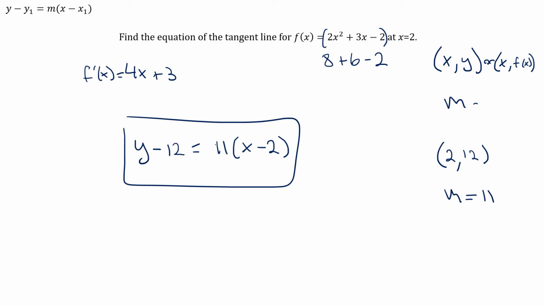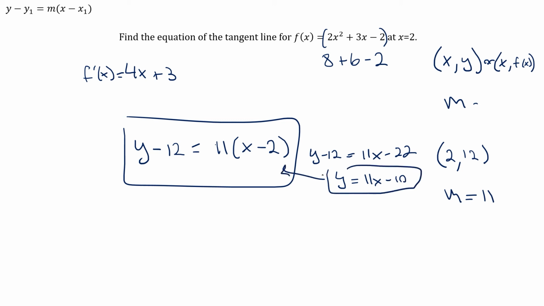So to get to y equals mx plus b, we just distribute and simplify. So that 11 will go across to there. We'll get y minus 12 equals 11x minus 22. Then we've got to move the 12 over here, plus 12 on both sides, y equals 11x minus 10. So this is the same equation as that in a different form.